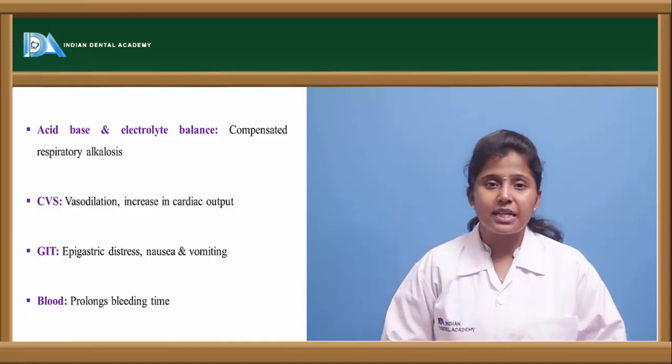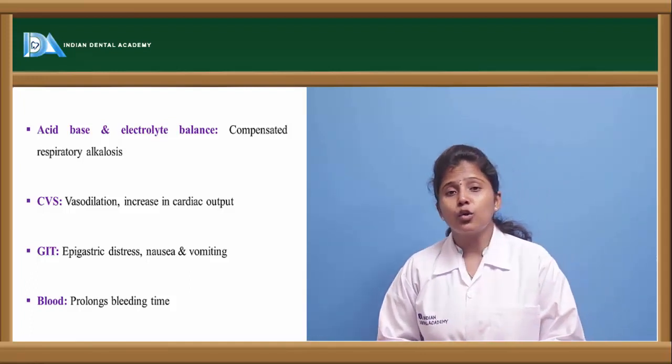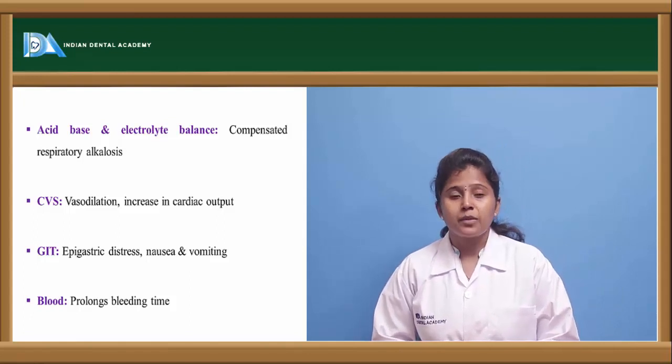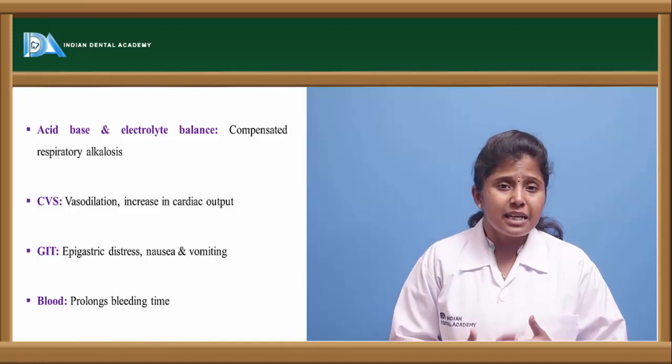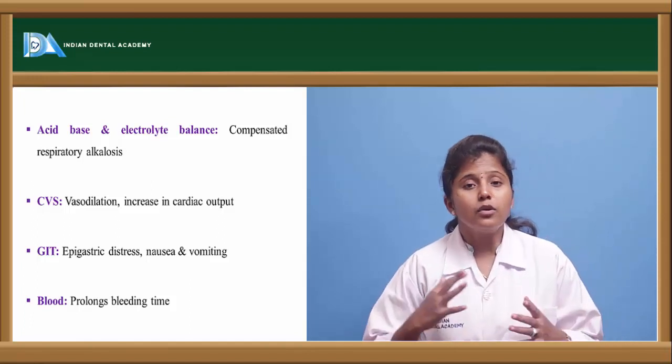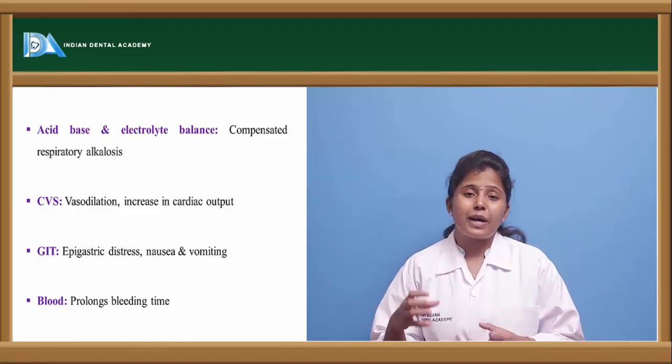And on the CVS, that is the cardiovascular system, it shows the effect of vasodilation. Aspirin causes dilatation because it inhibits the prostaglandins, which on the CVS show vasoconstriction.